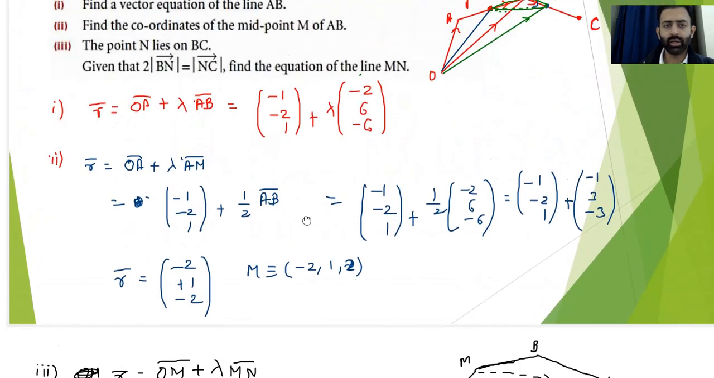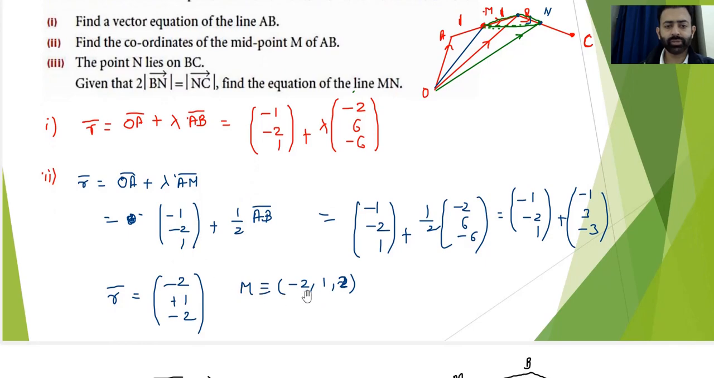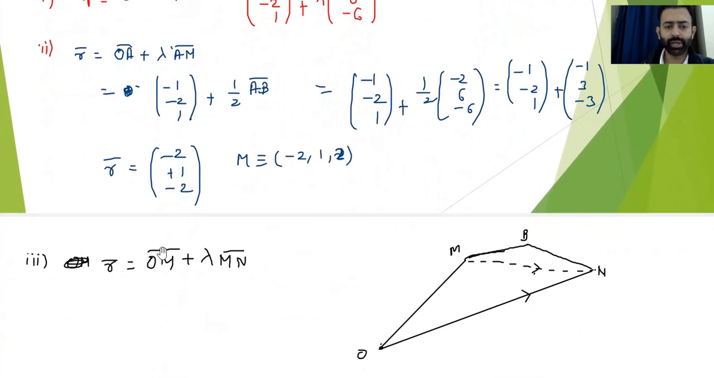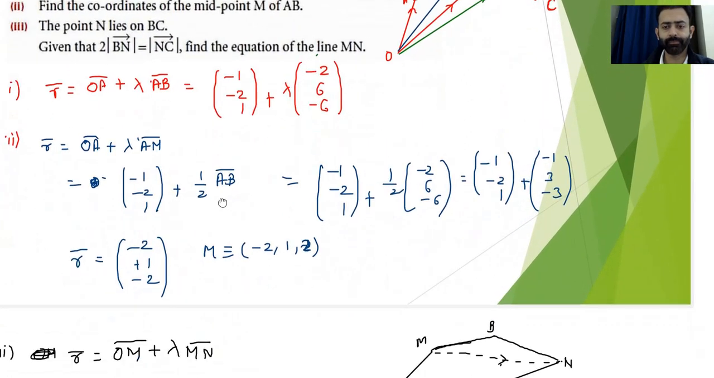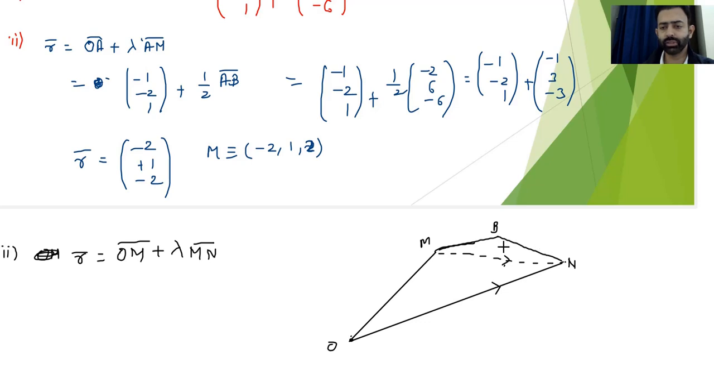Now M is the midpoint. We know the coordinates of M, which are -2, 1 and 2. So I know the vector OM, right? I have to find out vector MN, right? This vector MN I have to find out, and I also know the vector MN will be MB plus BN is equal to MN, right? And this is point C, if you know, such that this is 1 and this is 2.